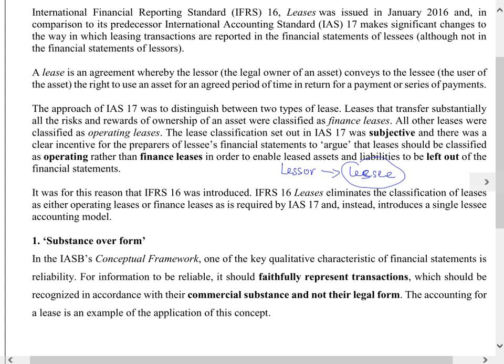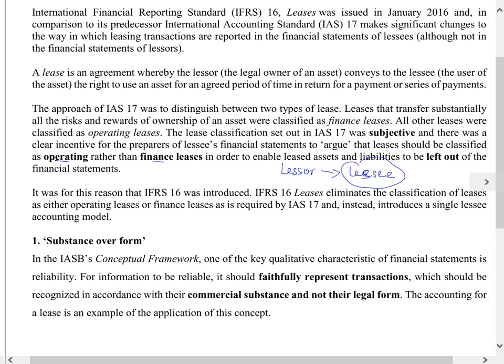Under the old standard, we have operating lease and finance lease. With the new standard, there's no more operating or finance lease. Everything is treated as finance lease. We don't call it finance lease, but the treatment is similar to finance lease.